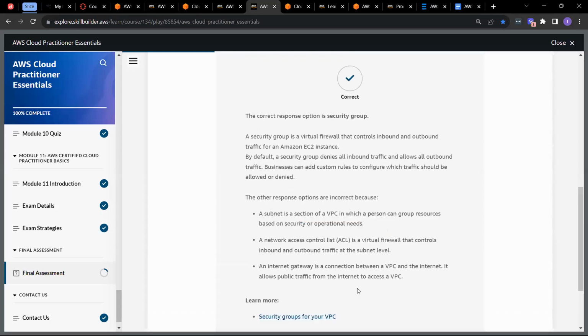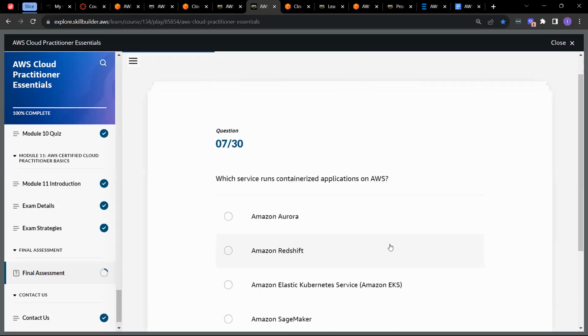Okay, so let's move on. The internet gateway is just a connection between the VPC and the internet. It connects the VPC to the internet. That's what you said. Okay.